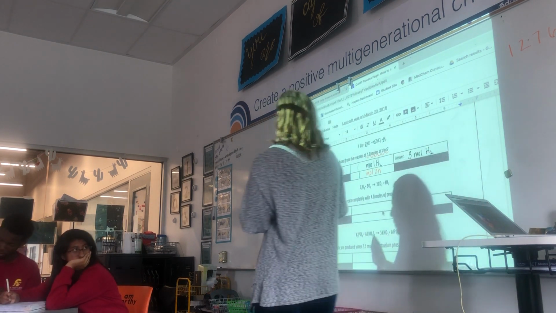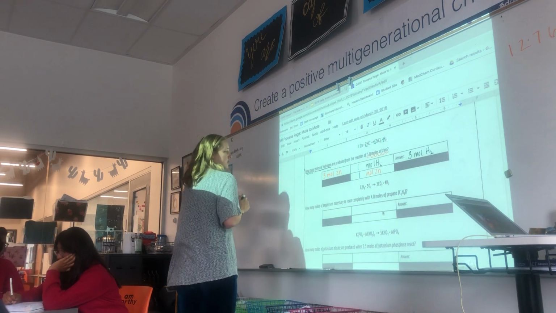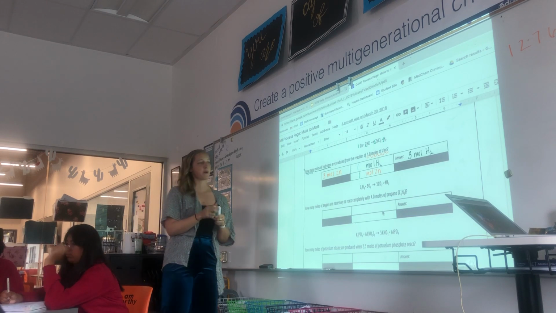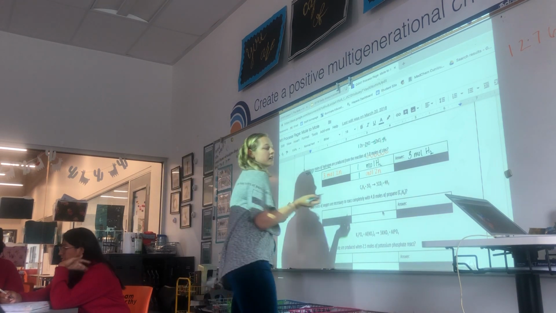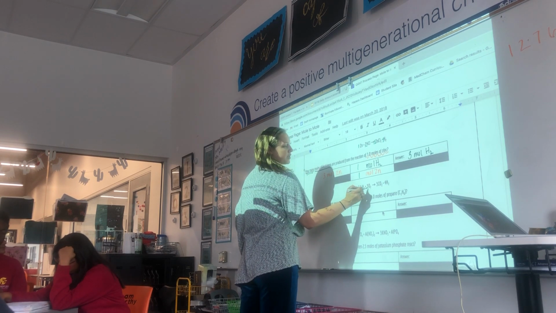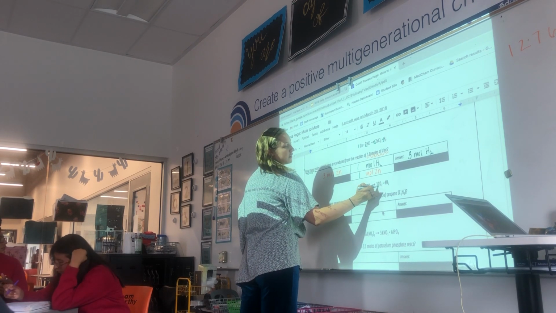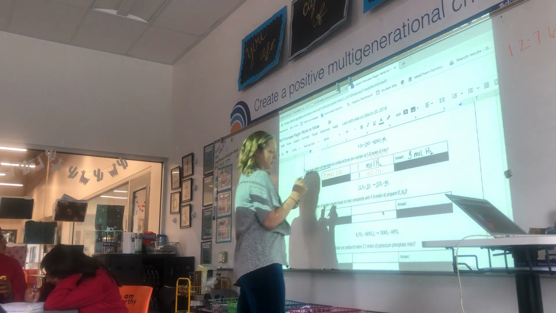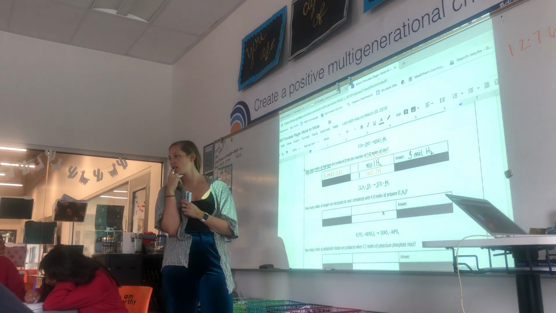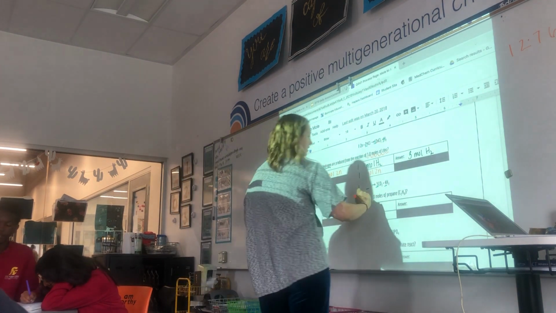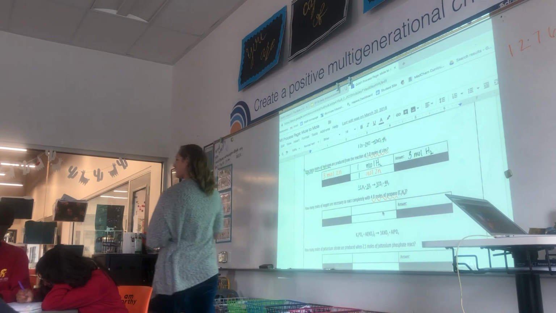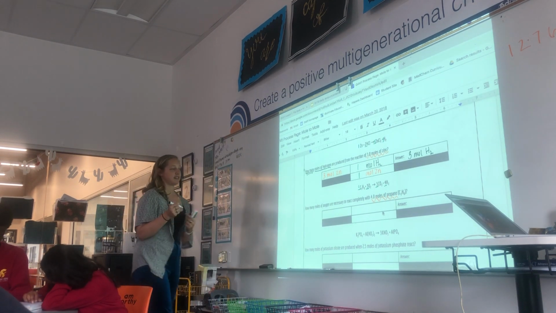Beautiful. Okay. So how many moles of oxygen are necessary to react completely with 4 moles of propane? Let's do coefficients first. What's my coefficient? So 1, 5, 3, 4. What's my given? 4 moles of propane. What am I looking for? How many moles of oxygen?